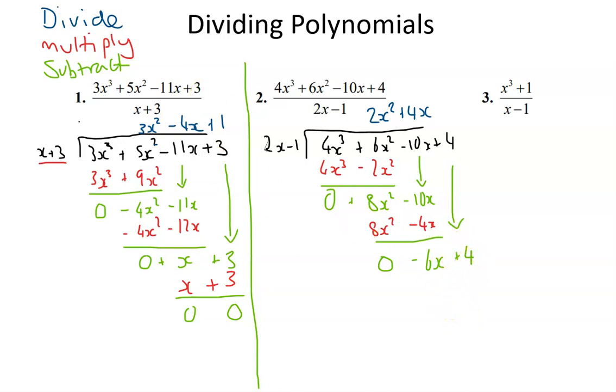And now we do exactly the same thing again. We're going to go back to our divide. Minus 6x divided by 2x. Well, that's going to be minus 3. And the x's cancel. And then we're going to multiply it back.